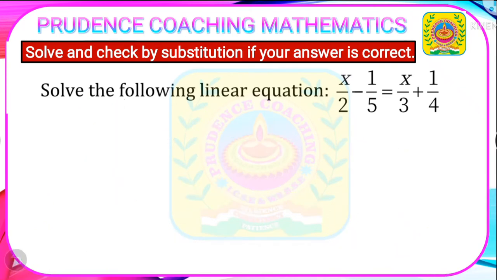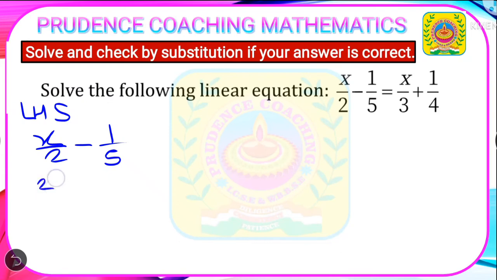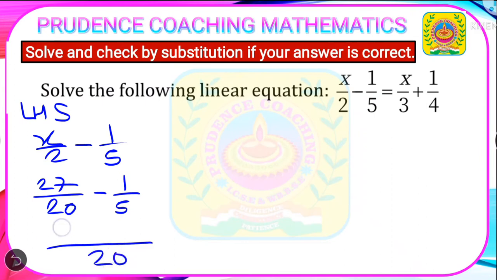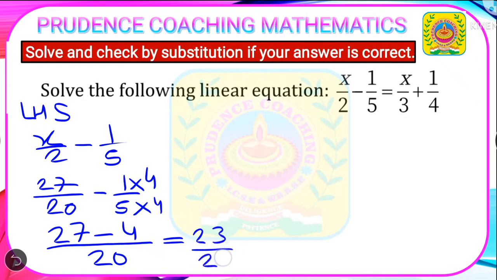So let's start with LHS, that is left hand side. We have x by 2 minus 1 by 5, and the value of x is 27 by 10. So we will write 27 by 10 into 2 will be 20, minus 1 by 5. Now the LCM of 5 and 20 is 20. So here we will get 27. We need to multiply this with 4, then only we'll get 20 in the denominator. So in the numerator we will have 4. So our answer is 23 by 20 on the left hand side.